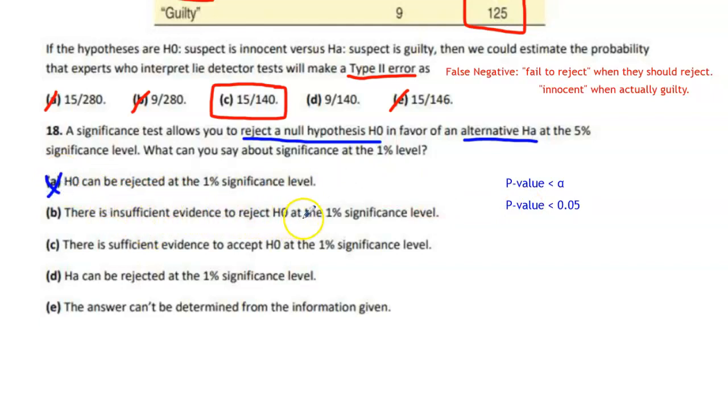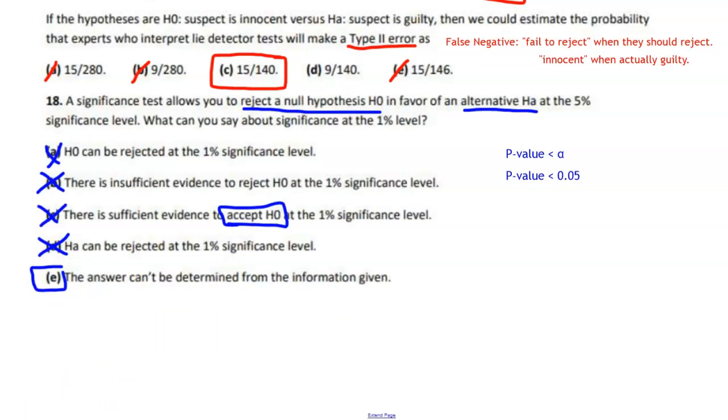Insufficient evidence to reject H null at 1%? Well, we don't know whether the p-value is higher than or less than 1%, or 0.01, so we can't say that either. Sufficient evidence to accept H null? You gotta be kidding me. Get out of here. HA, the alternative hypothesis, can be rejected? We don't reject HA, the alternative hypothesis. We never touch the alternative hypothesis. Nice try. Letter E says the answer can't be determined from the information given. Unfortunately, that's our guy. All right, moving on to question number 19.